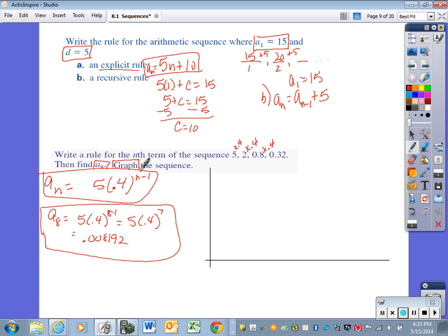Graph. First, second, third, fourth, fifth, sixth, seventh, eighth. First was 5. 5, 4, 3, 2, 1.